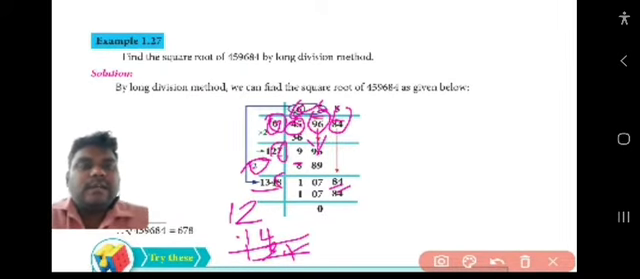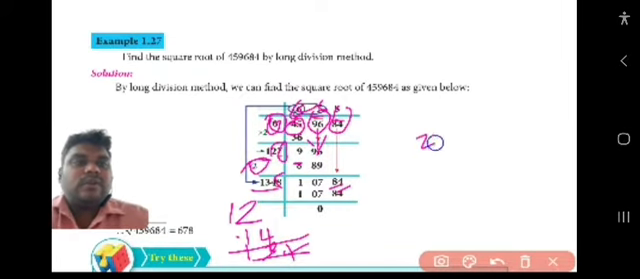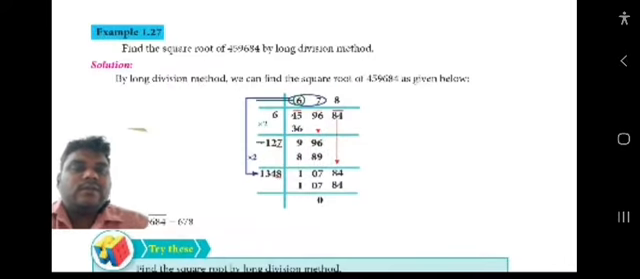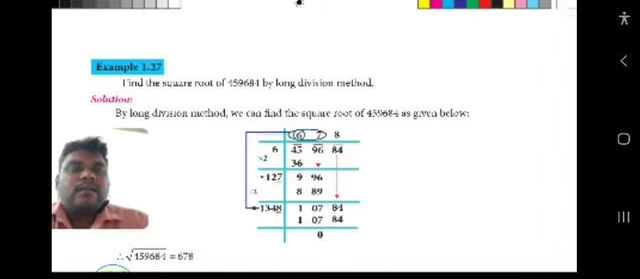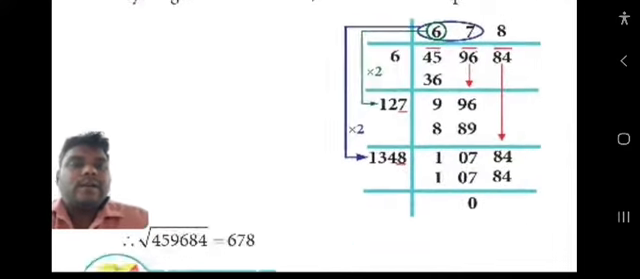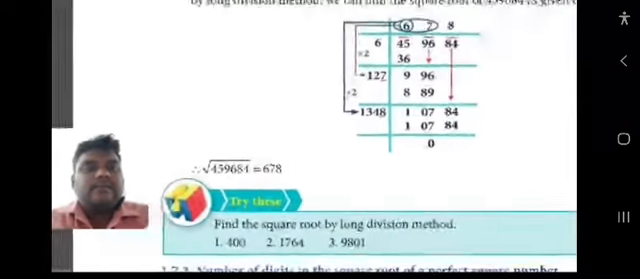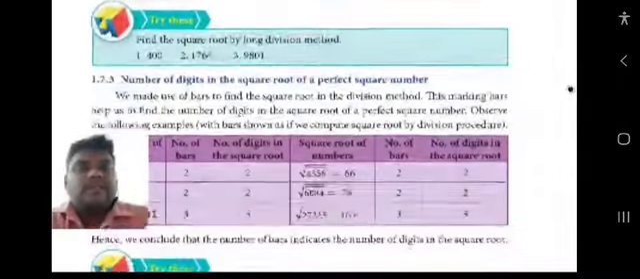Next see, the last digit of the number is 4. In a square table there are 2 chances to get 4 as the last digit, that is 2 squared. The last digit must be 2 squared or 8 squared. So I put 8 here, so we get the answer. Remainder is 0. Therefore the required square root of 4,59,684 equals 678. Okay, so this is what we saw in our last class.